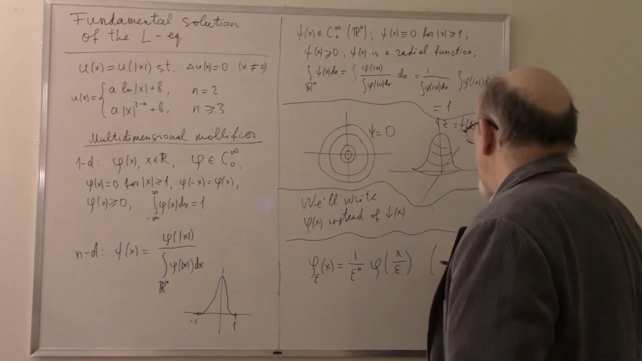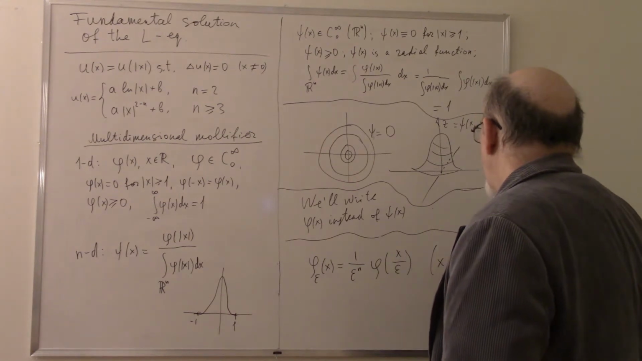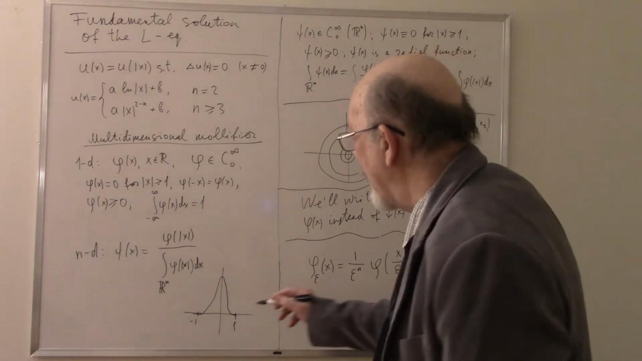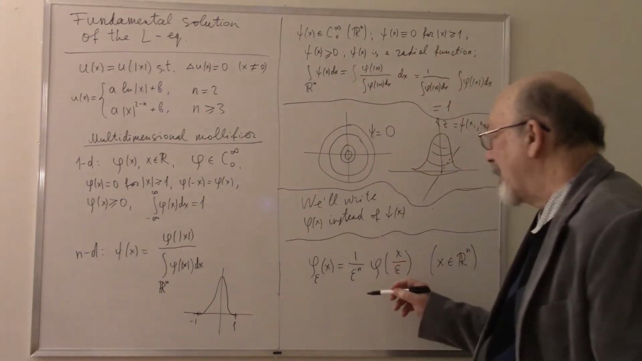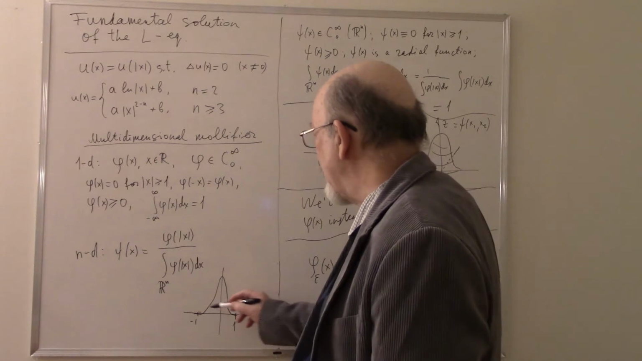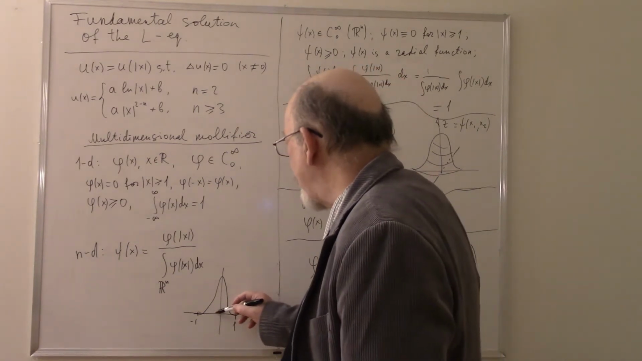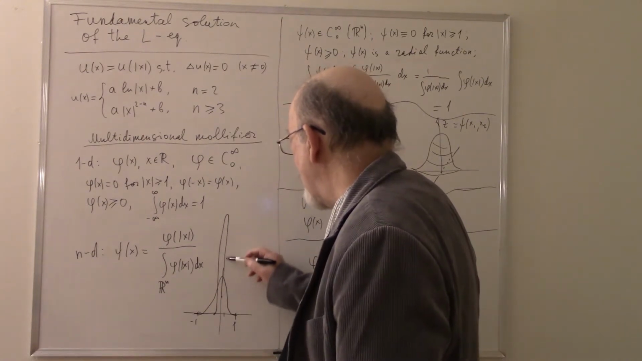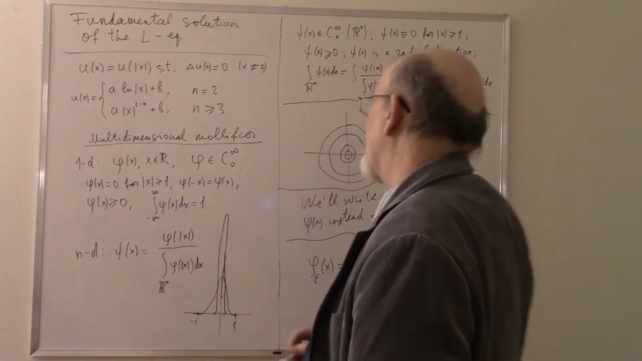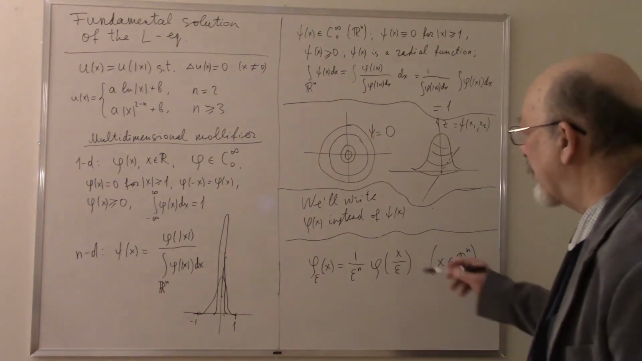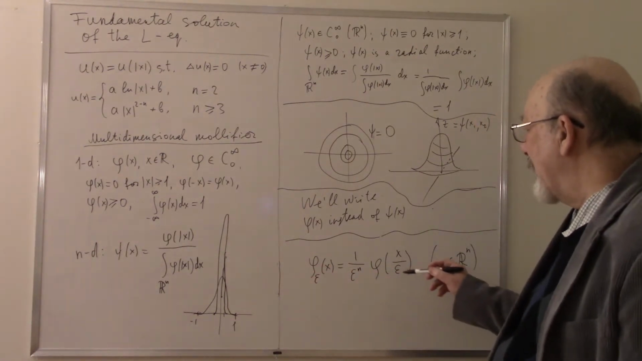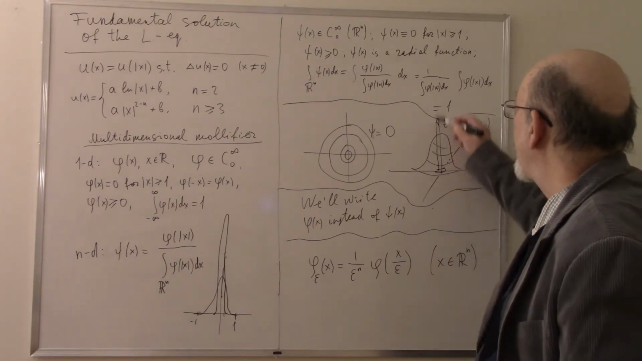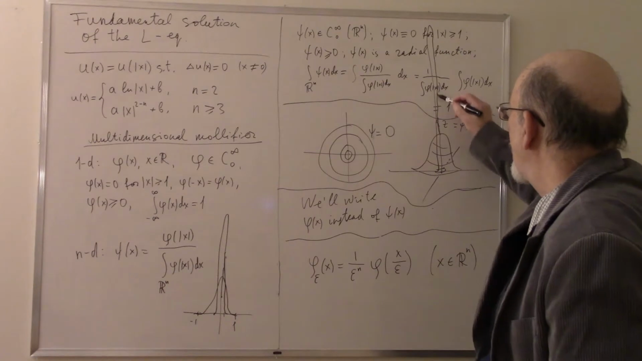It is all in Rn. Yes? So for n equal 1, we had this initial function phi, and for epsilon less than 1, we have this function. This is the graph of this function. Now here we have a similar thing: instead of this surface, we have this surface.